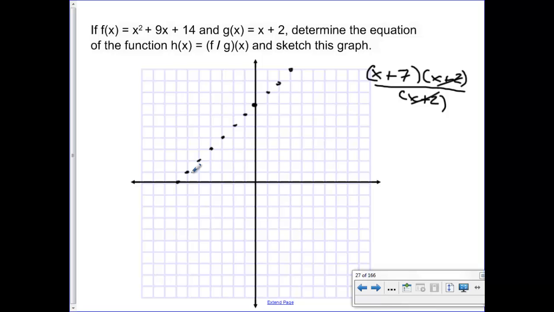So quadratic divided by linear goes back to linear. Linear times linear makes quadratic. Does that make sense? If we do cubic divided by quadratic, they go to linear. Exactly. You see how that works?